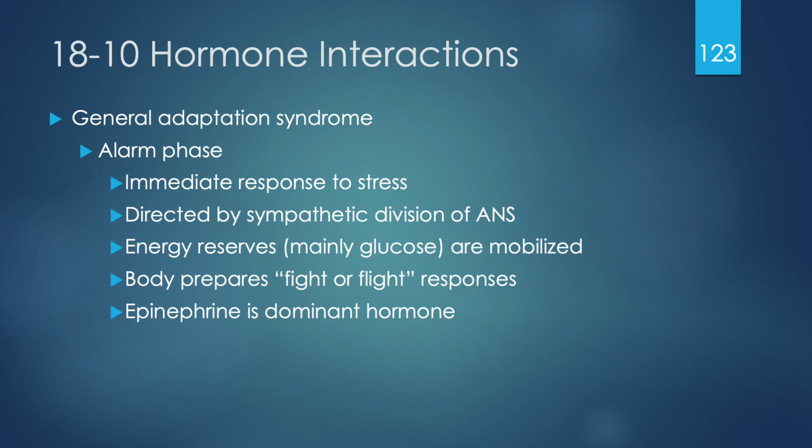In general adaptation syndrome, the first phase is the alarm phase. So this is when we immediately respond to and recognize a stressor. So this will be directed by the sympathetic division of the autonomic nervous system, which through sympathetic stimulation will then stimulate the adrenal medulla to release epinephrine and norepinephrine. And this allows us to respond via the fight or flight response. Epinephrine is going to be the dominant hormone that drives the alarm phase.